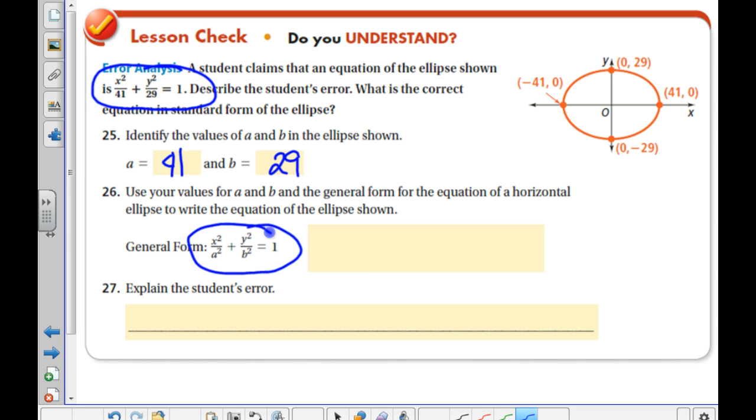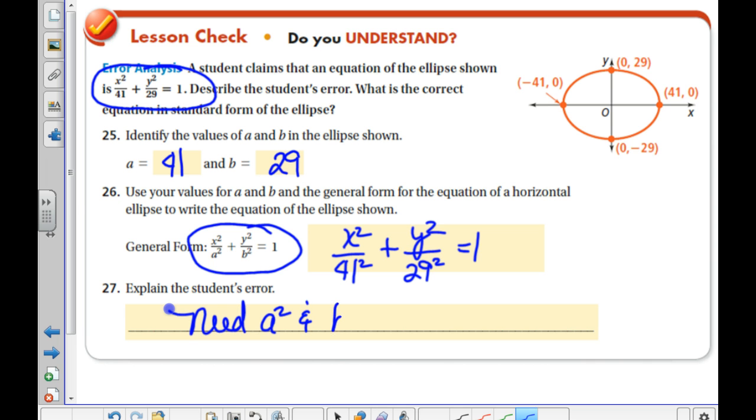It's supposed to be in this form. No. What's wrong? It's not squared. It should be x squared over what? 41 squared. Y squared over 29 squared. So what was the error for the student? Yeah, they forgot to square the A and the B. Don't say square root. Square means you're taking it to the second power. Square rooting is different.